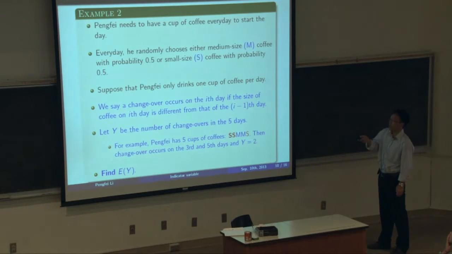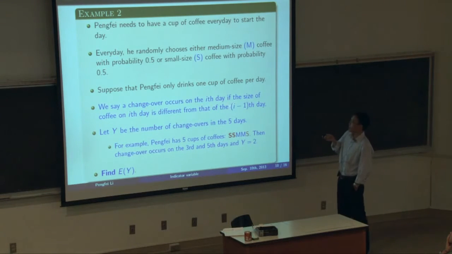So we start from here. We see that a changeover occurs on the i-th state if the size of the coffee on the i-th state is different from that of the (i-1)-th state. What we are interested in is the number of changeovers in 5 days.